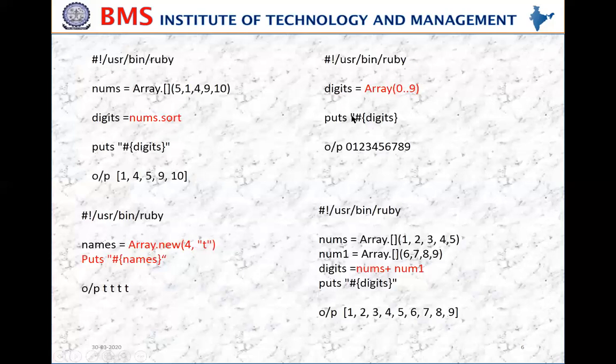Next, suppose I want a sequential series of elements to be displayed in an array. Then I need not write 0, 1, 2, 3, 4, 5, 6, 7, 8, 9. I can write 0 with 2, sorry, 0 dot dot 9. That means all the elements from 0 to 9 will be displayed. This is another way of representing an array.